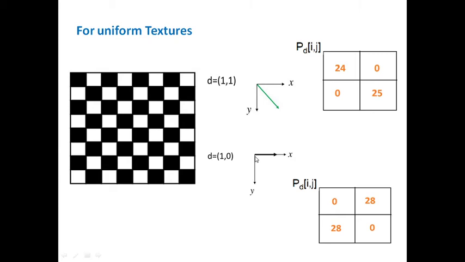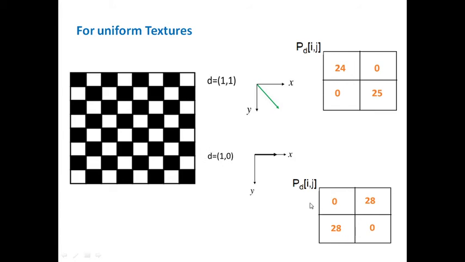So the first pixel and the second pixel are related with each other in a horizontal direction, so the angle will be 0 degrees. So 1 and 0, white and black, white and black. These two form a pair, these two form a pair, these two form a pair. So how many occurrences are there? White and black, white and black, white and black. So there are in total 28 occurrences of 1 and 0.